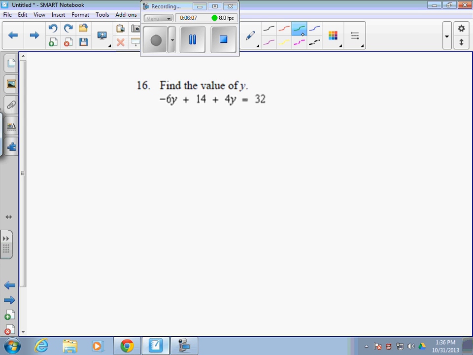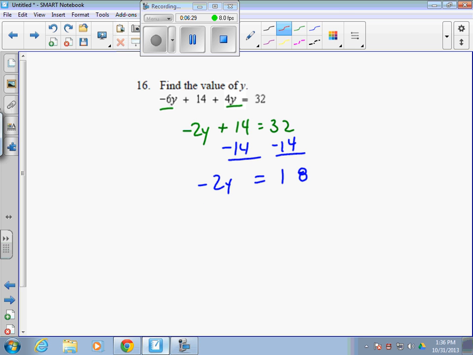16 says find the value of y. You're not doing anything different for y than you did for the other ones. I don't know why I gave you another set of directions. Combine your like terms, negative 6y and positive 4y, you get negative 2y. Plus 14 equals 32. Move plus 14 over to the other side by subtracting it. Do likewise to the other side. And you have 18 equals negative 2y. Get rid of negative 2 times something by dividing by negative 2. Same on this side. Positive divided by negative is a negative. 18 divided by 2 is 9.